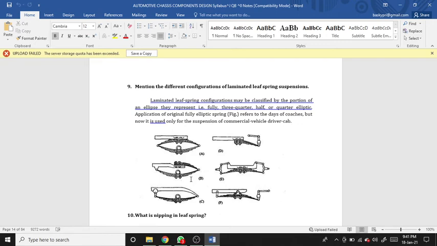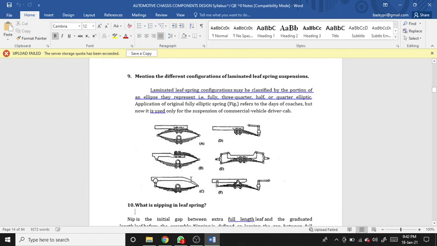Laminated leaf spring configuration may be classified by the portion of an ellipse they represent: full, three-quarter, half and quarter elliptic. The fully elliptic spring, as shown in the figure, dates back to the days of coaches, but now it is used only for the suspension of commercial vehicles.